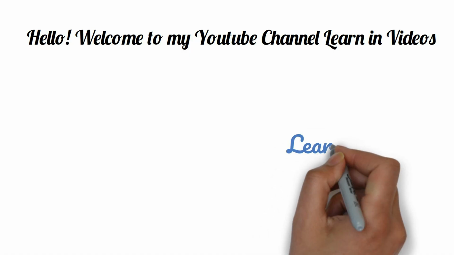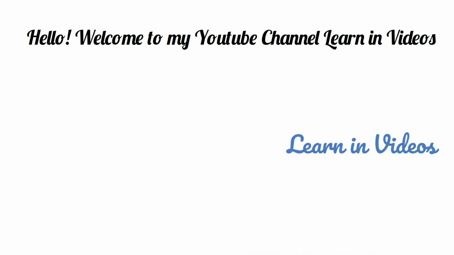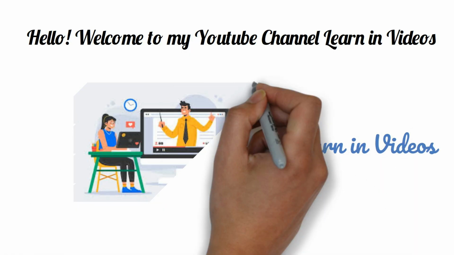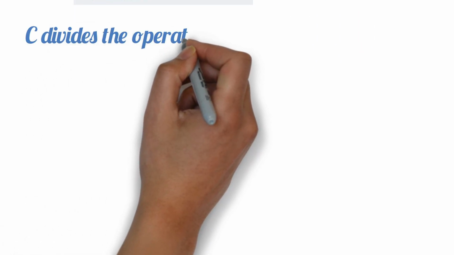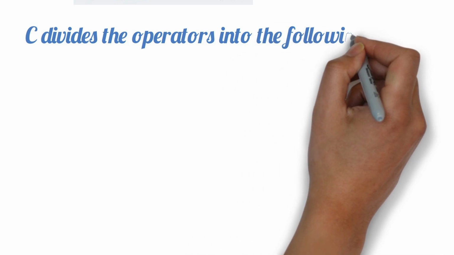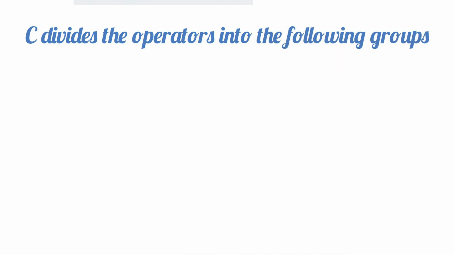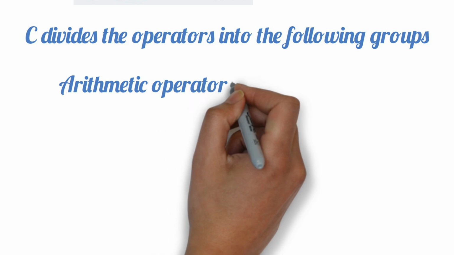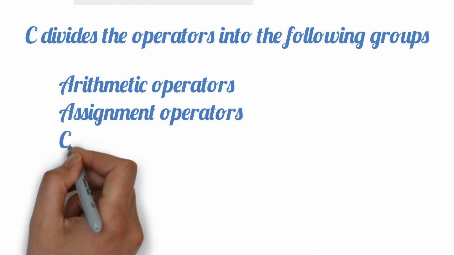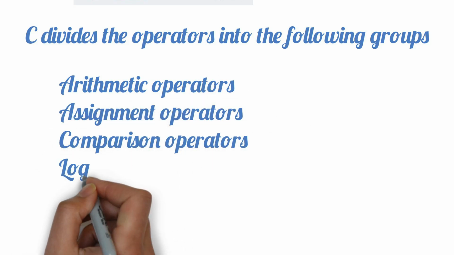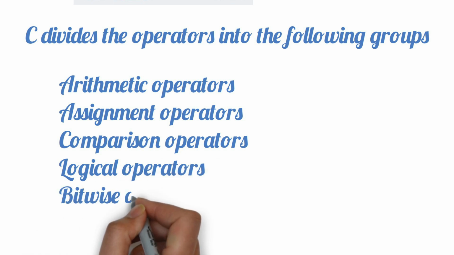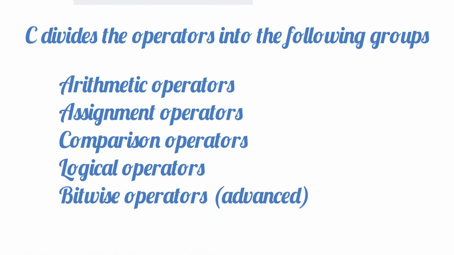In this video, we are going to discuss a very important topic called operators. In C, the operators are divided into the following groups. First one, arithmetic operator. Second one, assignment operator. Third one, comparison operator. Fourth one, logical operator. And the last one, bitwise operator, which is a bit advanced.